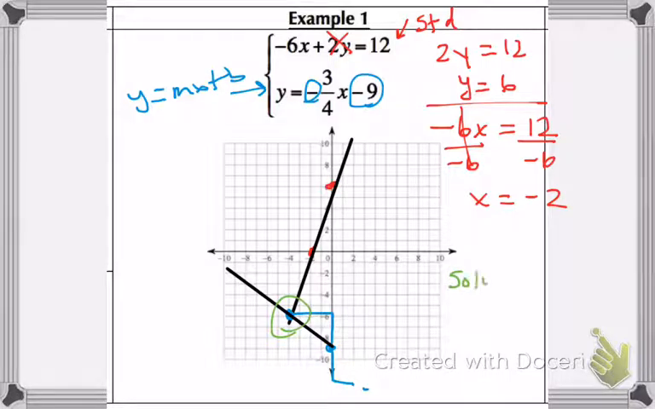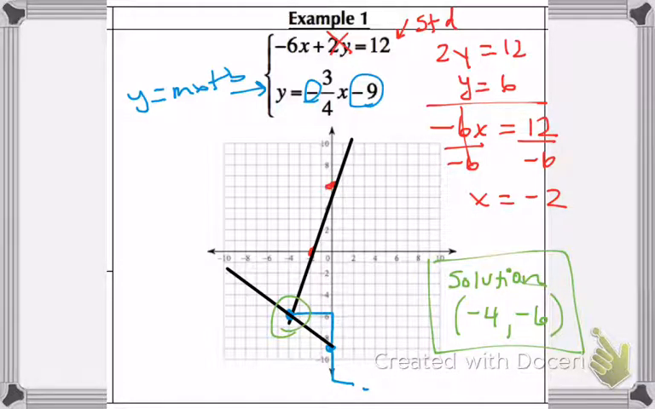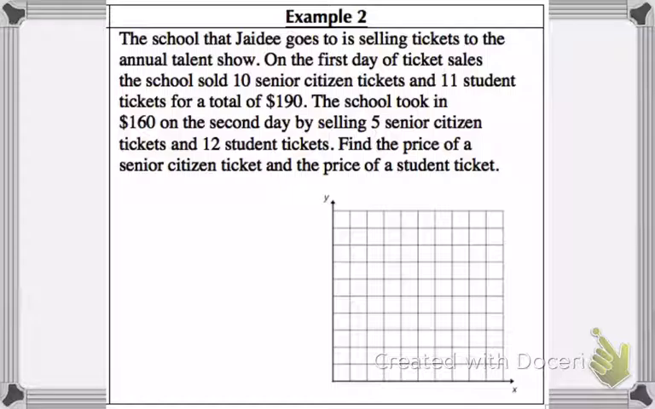So my solution is, let's see, -4, -6, and done. Okay, so here's example number 2, a story example that we're going to solve by graphing.